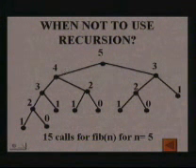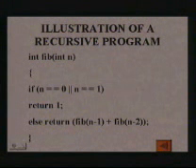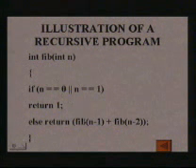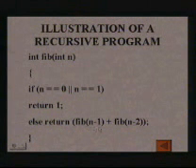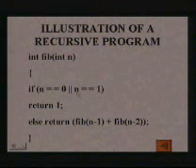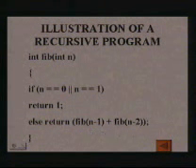5 will call 4 and 3. 4 will call 3 and 2, and so on. Let's go back to the program, what this program is telling you. In this case, what will happen? First time n is 5, then the same function fib will be called with 4 and 3. When n becomes 4, then it will call 3 and 2, and so on. So each time I am calling the same function.